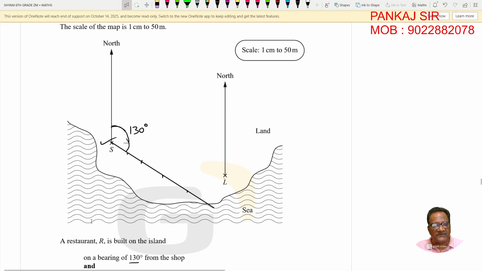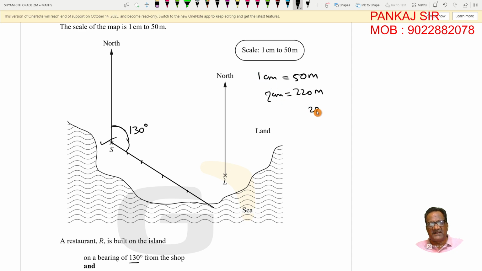220 meters from the library. Okay. So what you have to do is, according to the scale, 1 centimeter is equal to 50 meters, right? And if the restaurant is 220 meters from the library, then to draw on the map, you will have to convert it into centimeters. According to the scale, what centimeter will this be? Work that out.